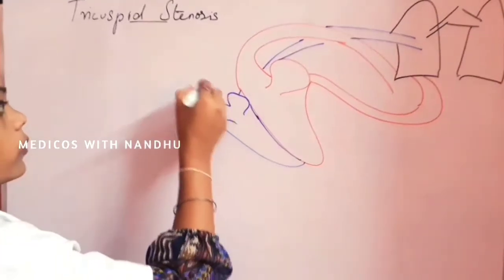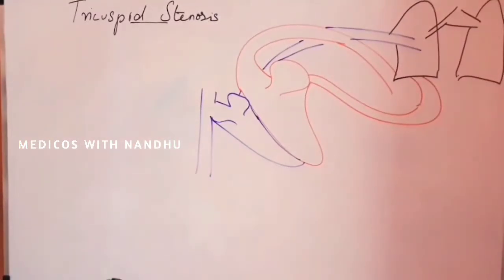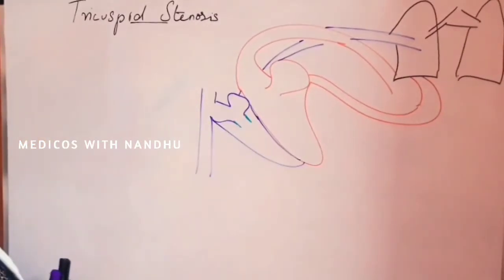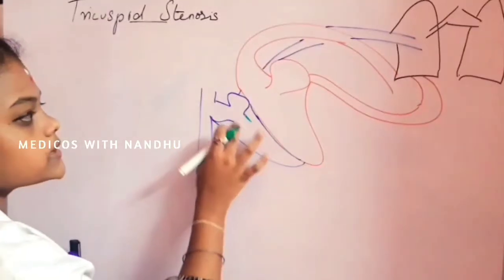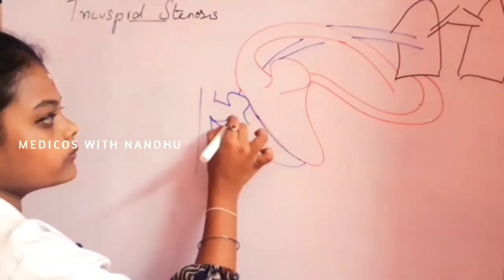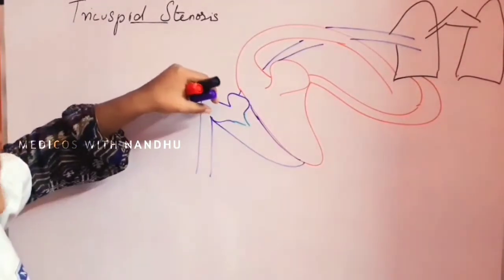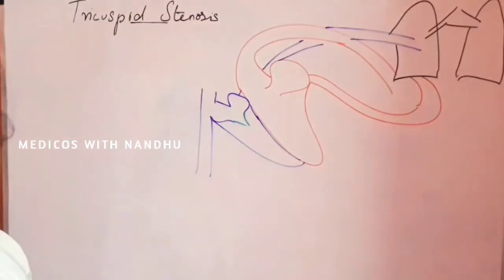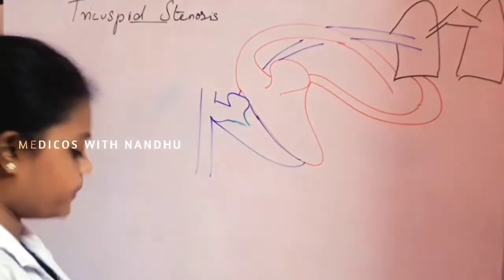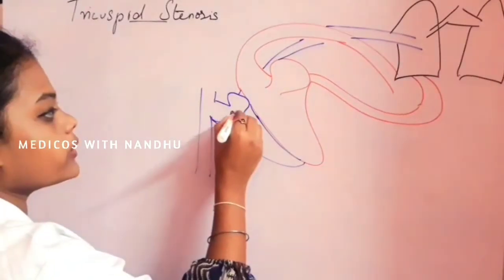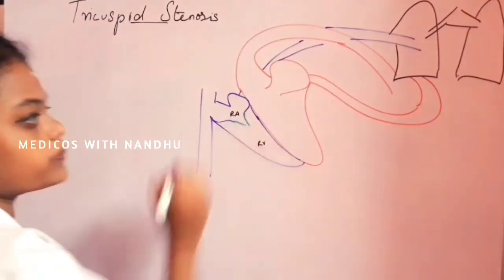Now the tricuspid valve is present between the right atrium and the right ventricle. When this valve becomes narrowed, fused and thickened, the normal flow of blood from the right atrium to the right ventricle is not proper. So what happens?